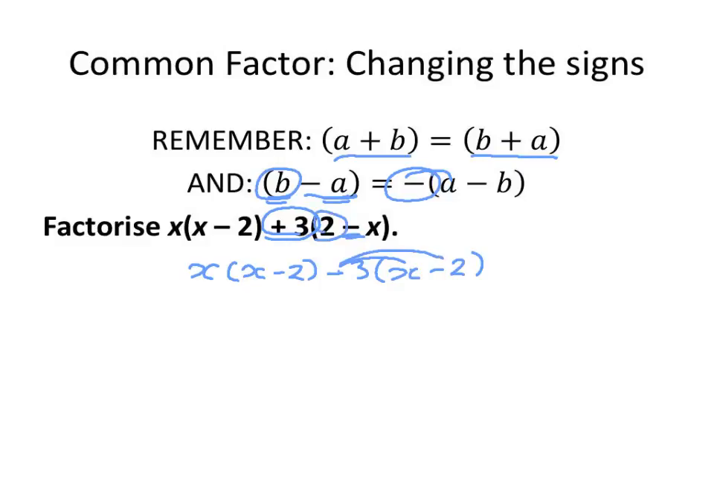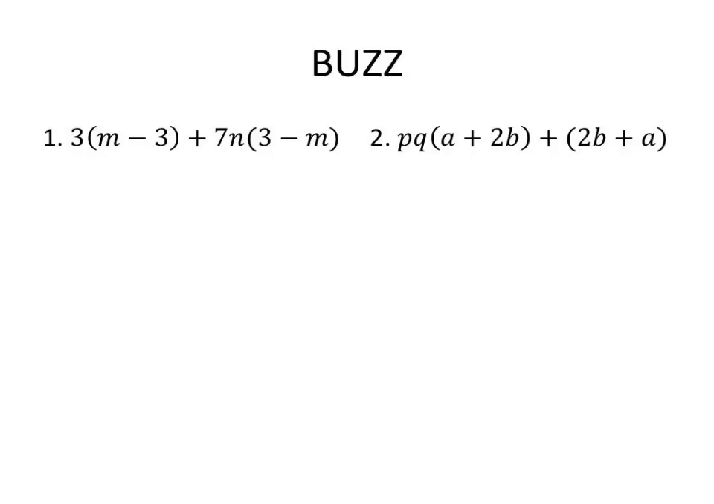By changing the sign, I've created this common bracket of x minus 2, which is what I wanted, x minus 2, and what's left is x minus 3. So we change the sign. You can go and try these yourself and see what you get. Keep in mind, this is m minus 3, this is 3 minus m. They're almost the same. You're going to have to change the sign. Pause the video and try it.